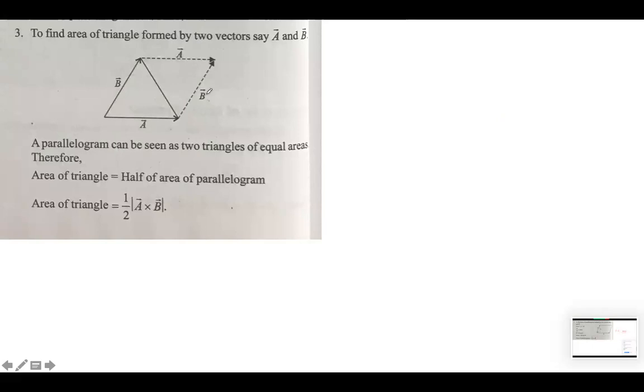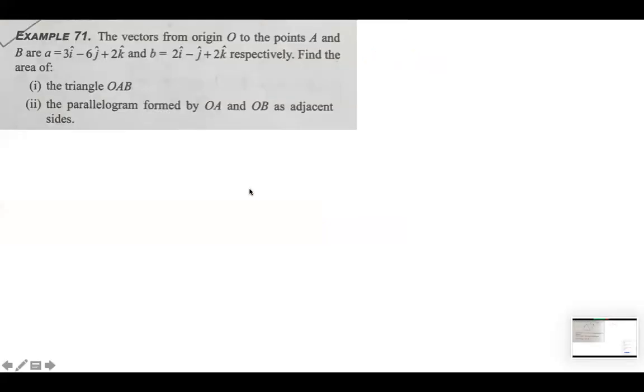The third one is to find the area of triangle formed by two vectors a and b. So this will be half of vector a cross b. We know that if we take half of the cross product, the area of triangle comes out. This is another application which is quite often used. For example, in this question 71, right? So we have the vectors from origin O to points A and B given as, so this is vector A and this is vector B. Find the area of triangle OAB.